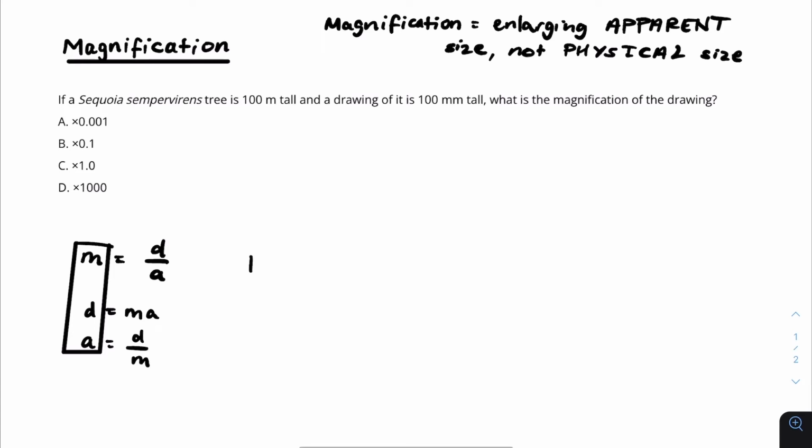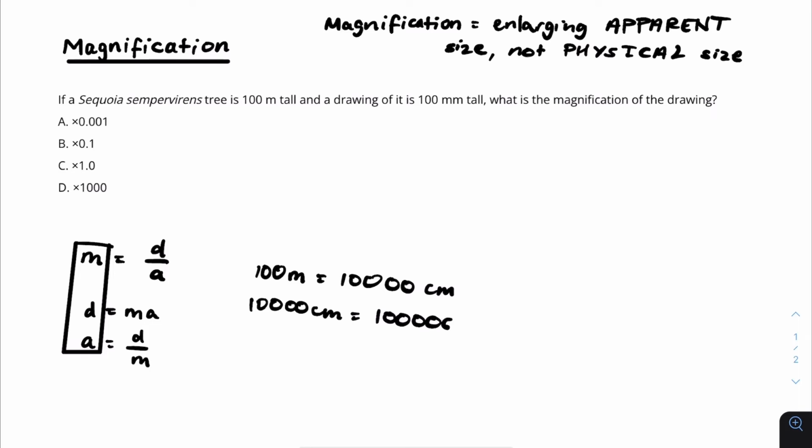So 1 millimeter, we know, as it says here, is equal to 0.1 centimeters. And 1 centimeter is equal to 0.01 meters. So actually I should have written this differently because it's a bit difficult to work with decimals. So let's look at the 100 meters. So 100 meters is equal to 10,000 centimeters. And 10,000 centimeters is equal to 100,000 millimeters. That's easier to look at.